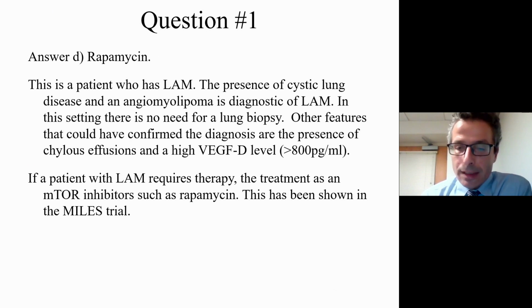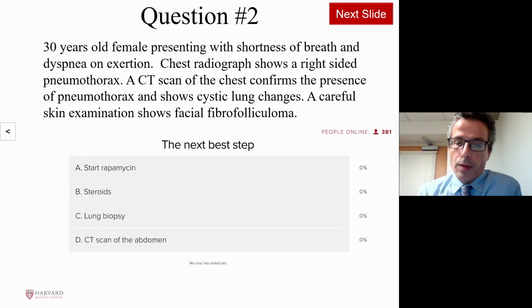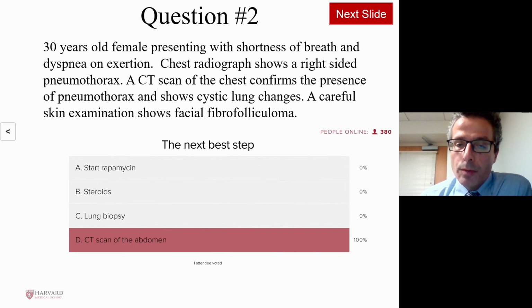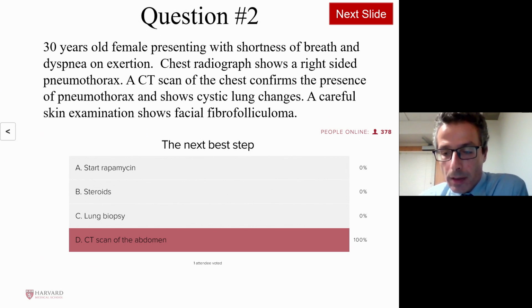All right, so question 2. Oh, we've been through that. Okay, so question 2 is a 30-year-old female, again, presenting with shortness of breath and dyspnea on exertion. Chest radiograph shows a right-sided pneumothorax. A CT scan of the chest confirms the presence of a pneumothorax and shows cystic lung changes. A careful skin examination shows facial fibrofolliculoma. What is the next best step? Start rapamycin, steroids, lung biopsy, CT scan of the abdomen.